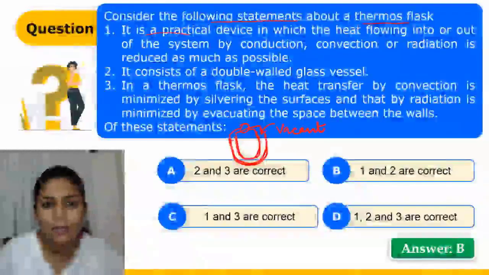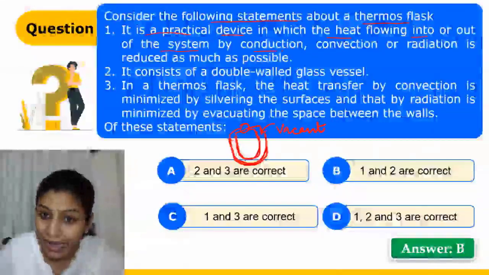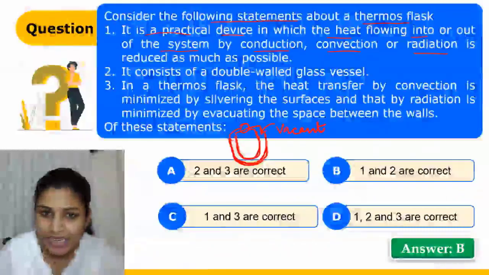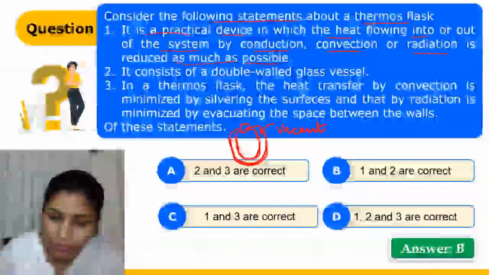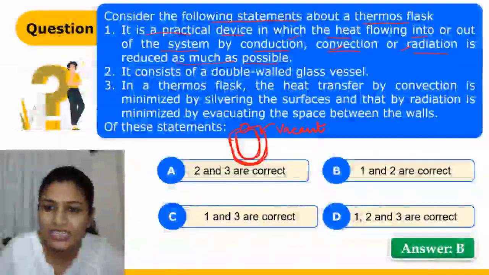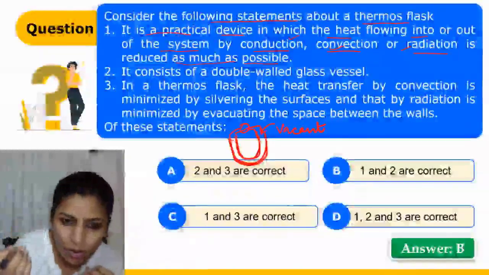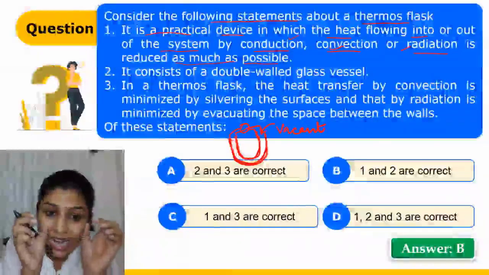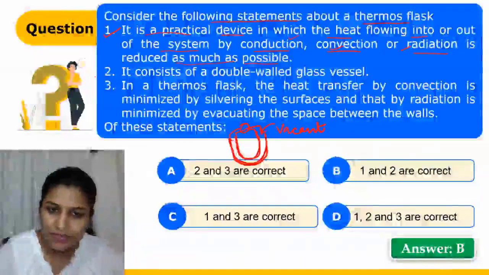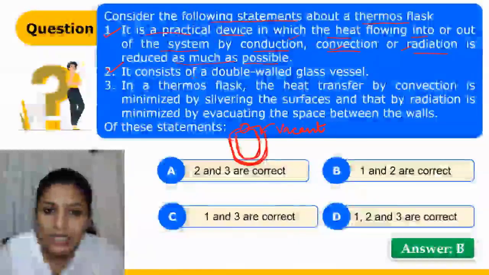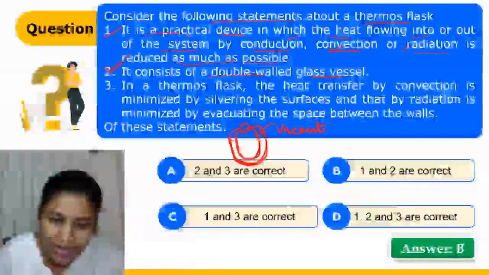First is, it is a practical device in which the heat flowing into or out of the system by conduction, convection and radiation is reduced as much as possible. Yes, this is right. Through conduction, convection and radiation, we are trying to reduce the amount of heat that comes in or goes out, because of which we have made it a double layered container. So the first answer is correct. Second option says it consists of a double walled glass vessel, as I have told you just now. So the second option is also correct.